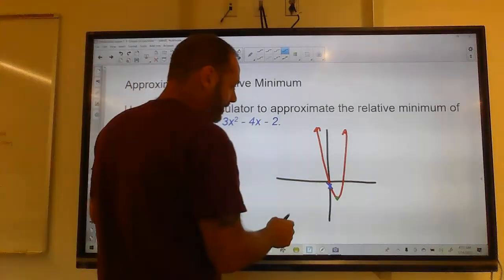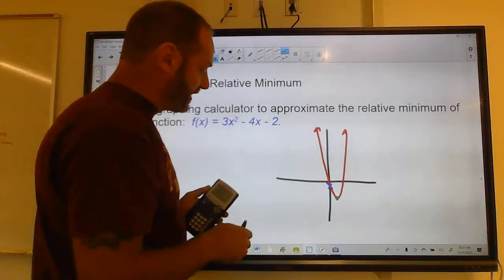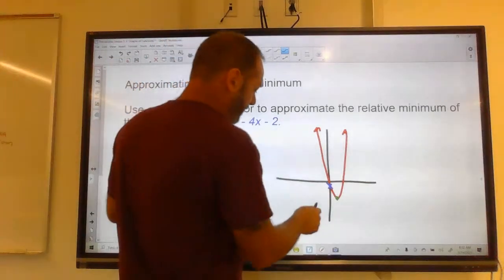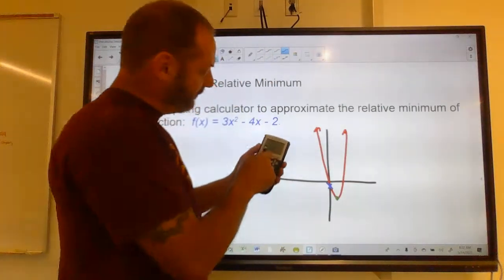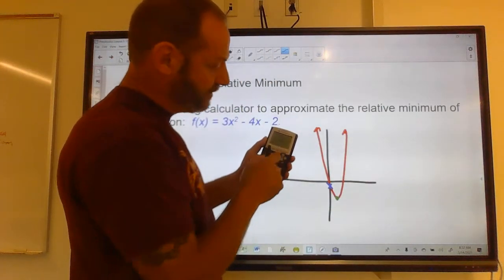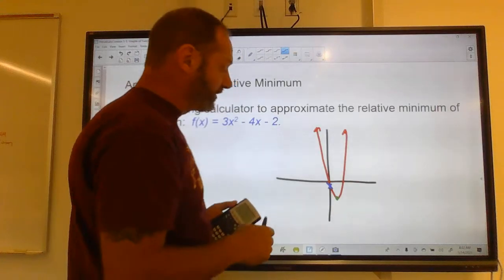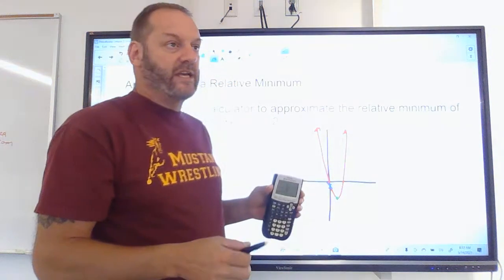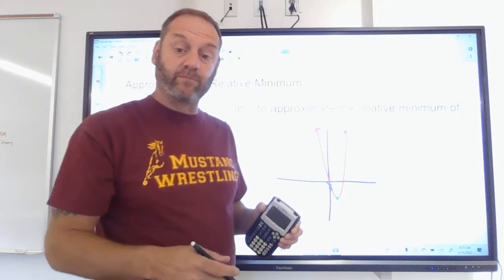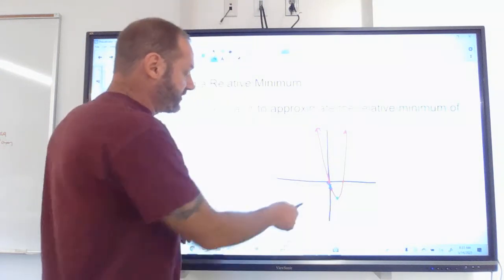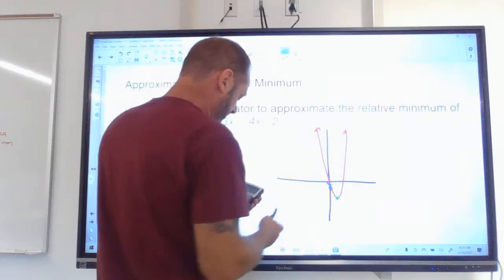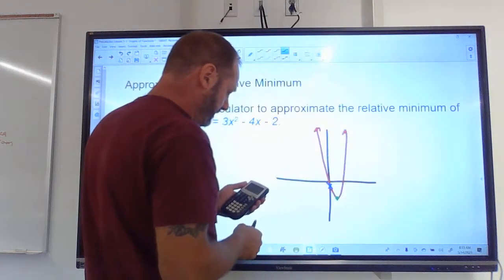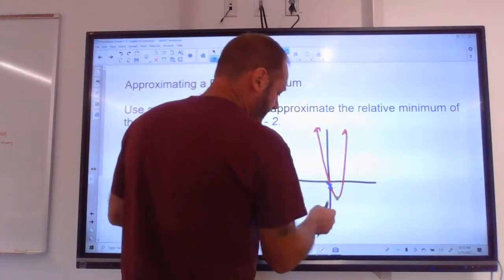Okay, and I'm going to use the left and right arrow keys. I'm going to use the right arrow key, and I'm going to move it. If you look here, it says left bound at the bottom. So what they're going to do is ask you for a left bound and a right bound, and then it's going to guess the lowest place between those two. So this would be a left bound right here. I can just hit enter. I usually try to be fairly close to this.